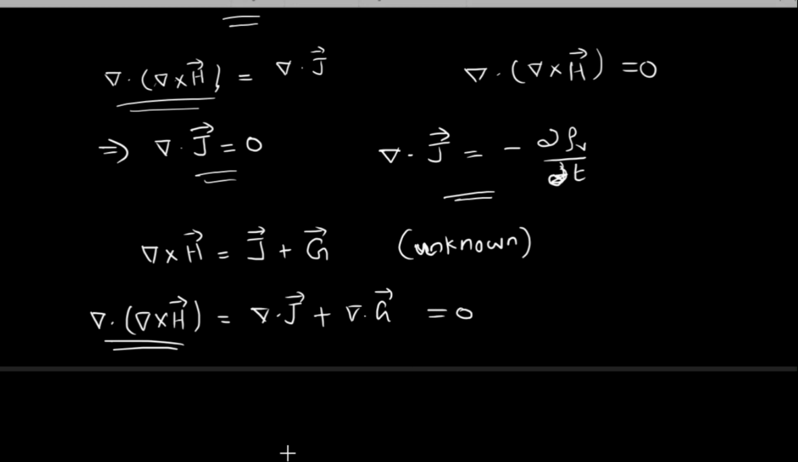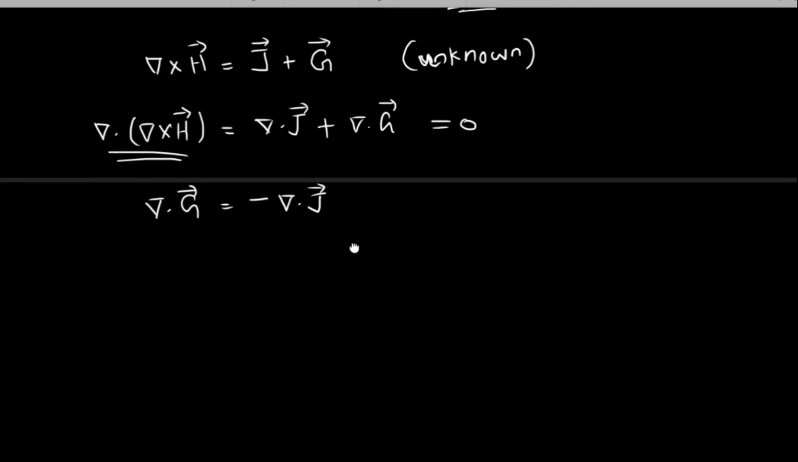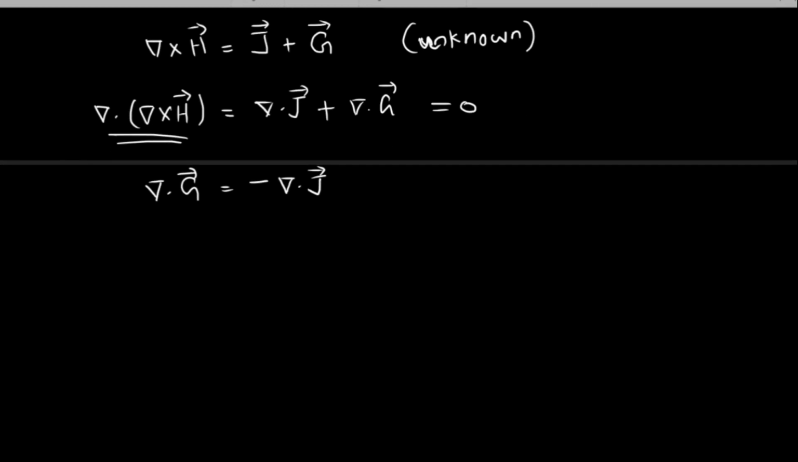So I get del dot j plus del dot g equal to 0. Or I can write del dot g is equal to minus del dot j. I just take it to the other side of the equation. So I find that del dot g, what is del dot g? I don't know. g is an unknown term. So divergence of the unknown is minus del dot j is what I am getting now.